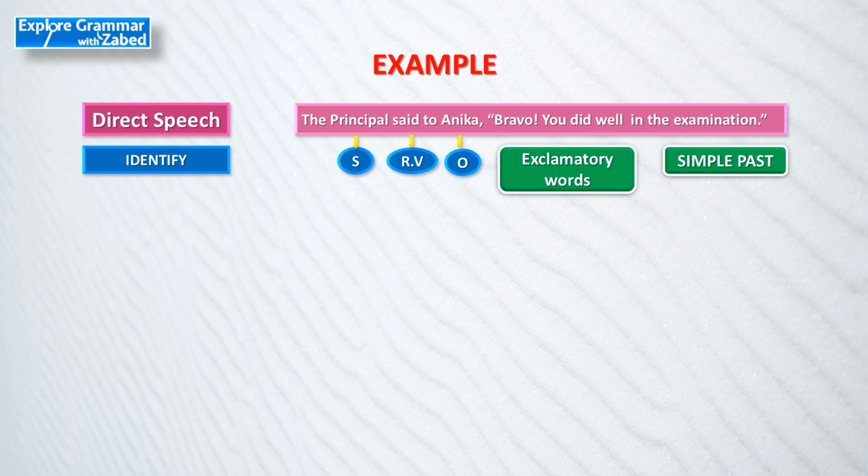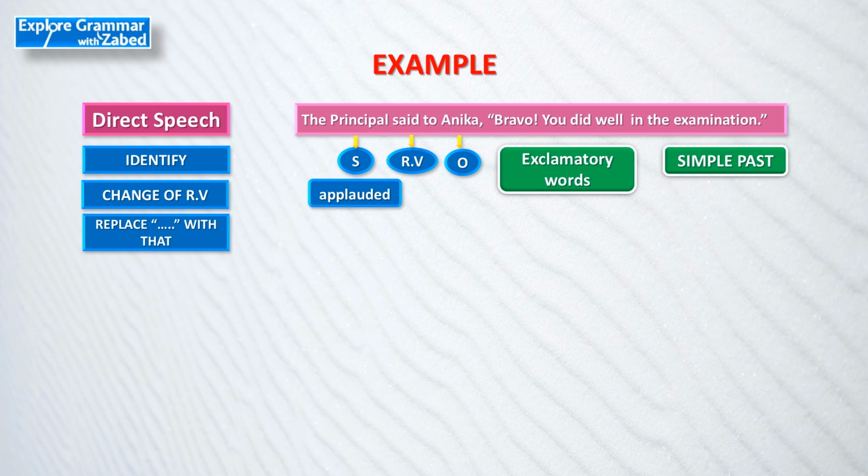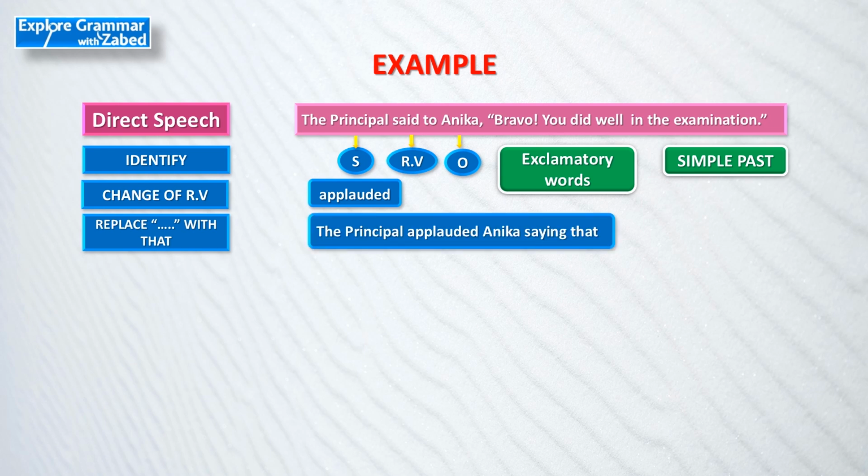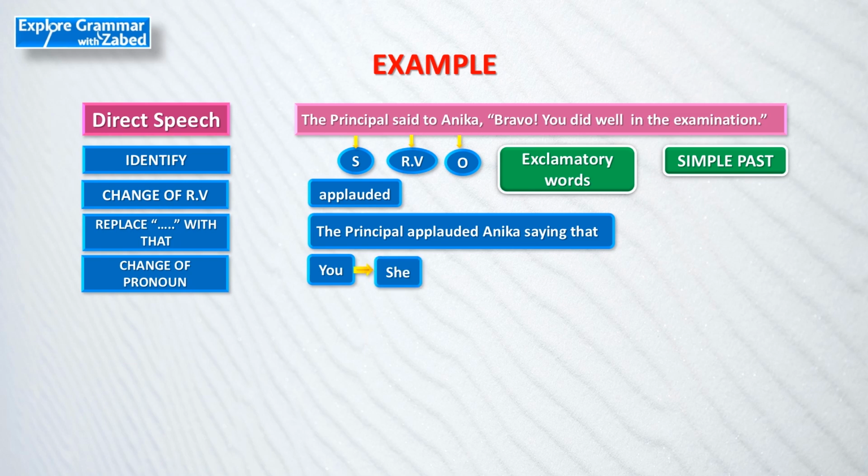Step 2 is the change of reporting verb. Here, the principal is praising the student. So, we can use the reporting verb applauded. Step 3 is the removal of inverted comma with conjunction that. So, the sentence looks like the principal applauded Anika saying that. Step number 4 is to change of pronoun. Here, the pronoun you will get converted to she.